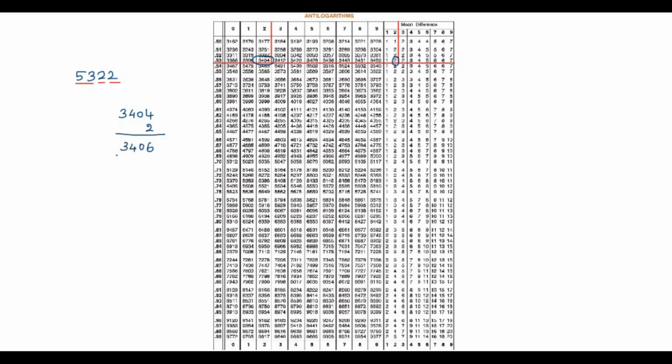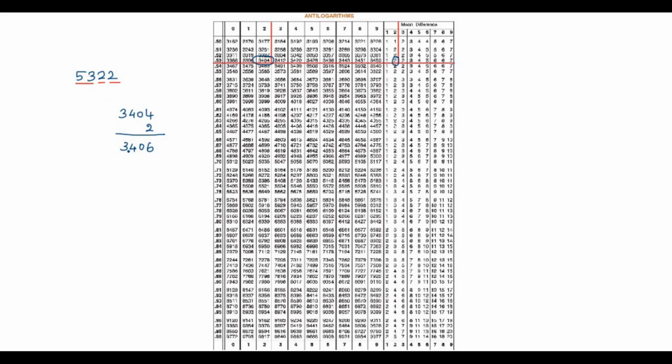Whenever we get a value from the antilogarithm table, we have to take the decimal point after the first digit. So this is the value 3406 we have received from the antilogarithm table. In this value we have to take the decimal point after the first digit 3. So 3.406 is the value we have received for the number 5322. Not only for this particular value, for any value we get from the antilogarithm table, we have to take the decimal point after the first digit. So now we got the value 3.406 in the antilogarithm table for the number 5322.